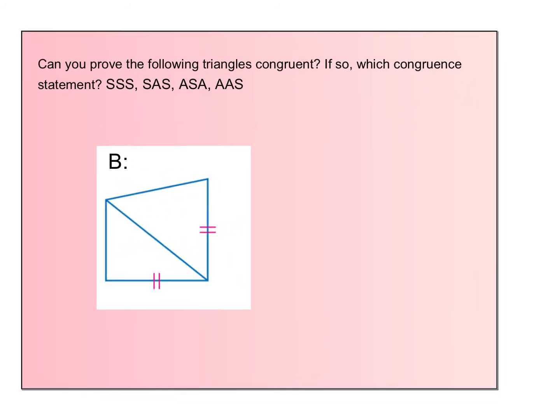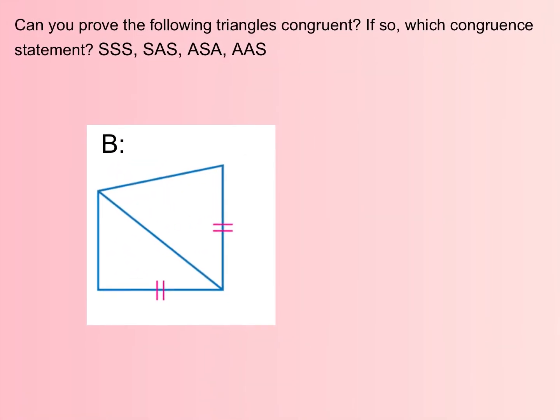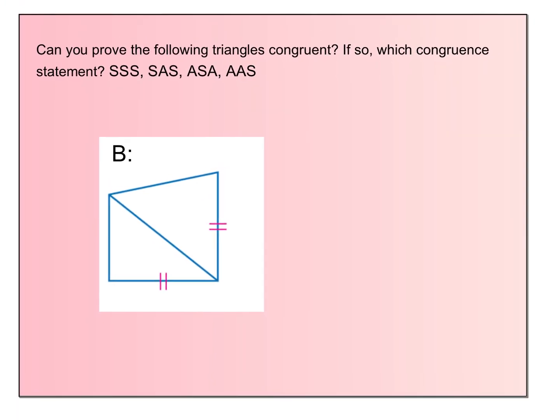So here, we'll take a look. They tell me those 2 are congruent. I can also say that since this is part of both triangles, it's congruent to itself. It's the same side, so it's congruent. So I have 2 sides, no angles. That is not enough to tell me that the triangles are congruent, so no congruence can be proven.